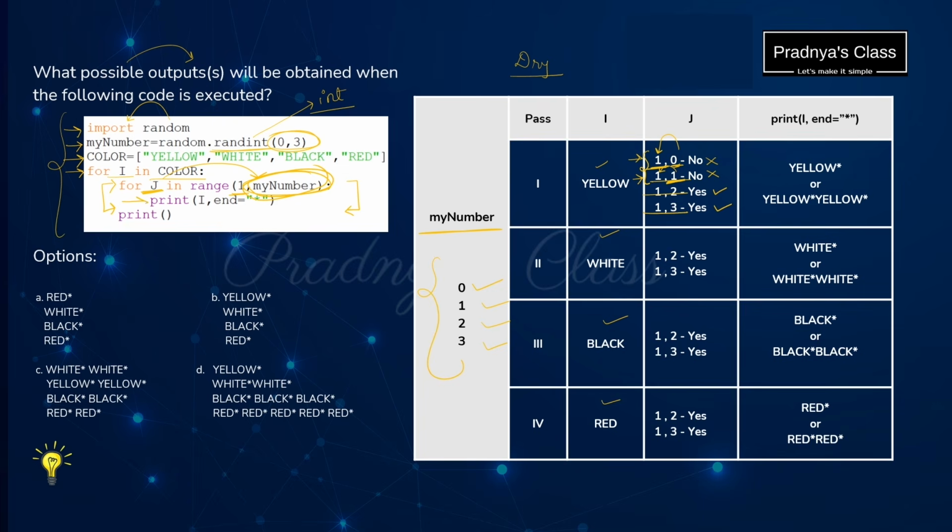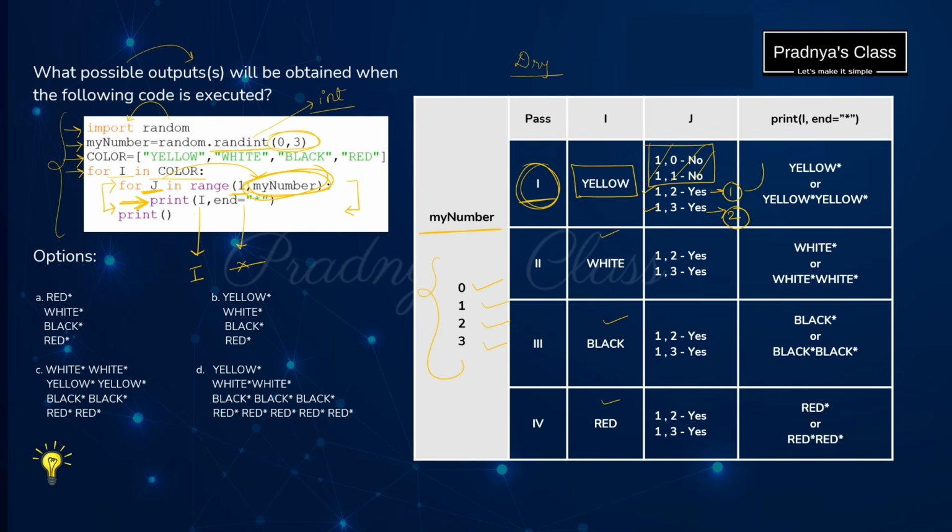Let's check out the statement inside the nested for loop. We are printing the value of i, and with the end parameter we need to print a star. Then let's check out the possible values we may get for pass 1. In pass 1 the value of i is yellow, and the inner for loop will execute for these two values. So for the first time it will execute once, for the second time it will execute twice.